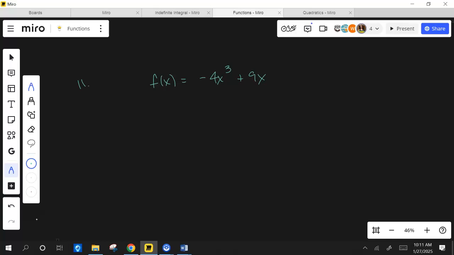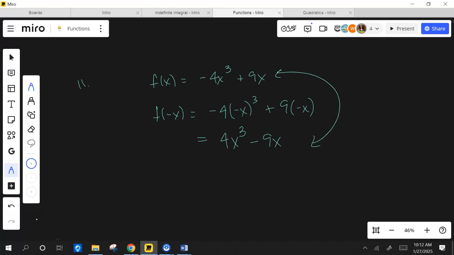So 11, f of x is negative 4x cubed plus 9x. So I'm going to plug a negative x in. And so I've got negative 4 times negative x to the third plus 9 times negative x. What happens here is when the exponent is odd, it keeps its sign, but when the exponent is even, it's always positive. So negative x to the third stays negative x to the third. What's a negative times a negative? A positive, so I got 4x cubed. And then here, this is a negative. If you notice, all the signs are completely opposite. So it's odd.